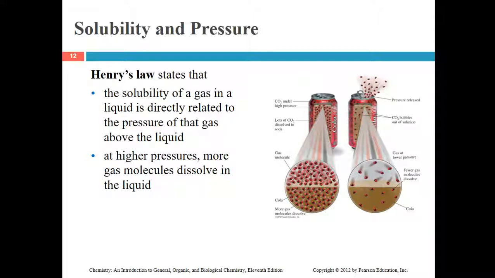Now then, solubility and pressure. Henry's law states that the solubility of a gas in a liquid is directly related to the pressure of that gas in the liquid. So a moment ago we were talking about temperature. Now we're talking about pressure. So at higher pressures, you can get more gas molecules to dissolve in the liquid. So Henry's law has to do with pressure, whereas a moment ago we were talking about temperature. So if we increase the pressure, we can get more gas molecules to dissolve into the liquid.